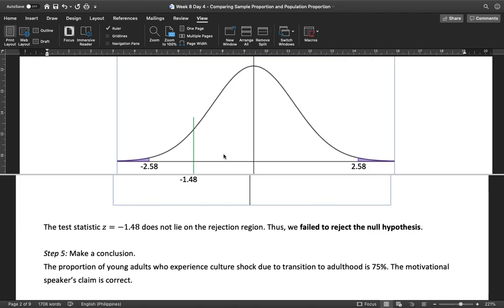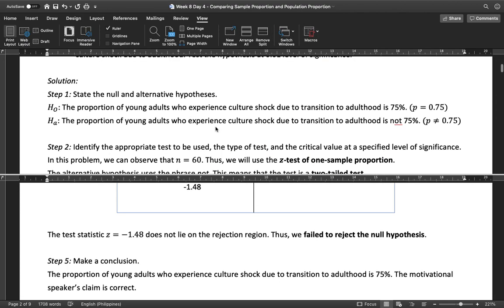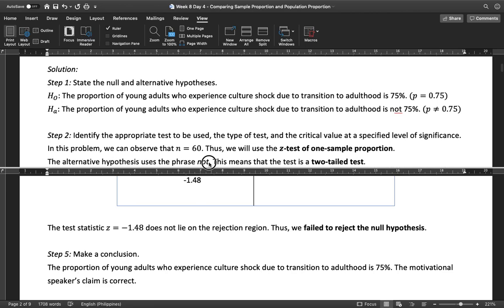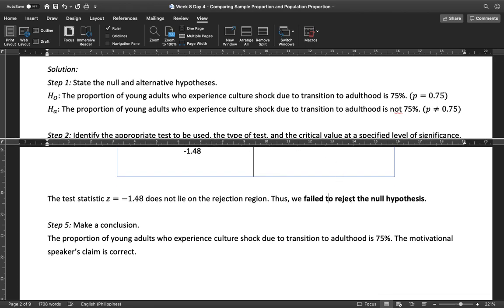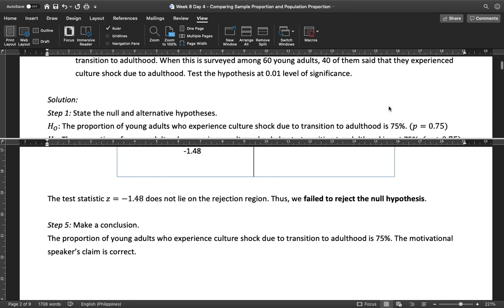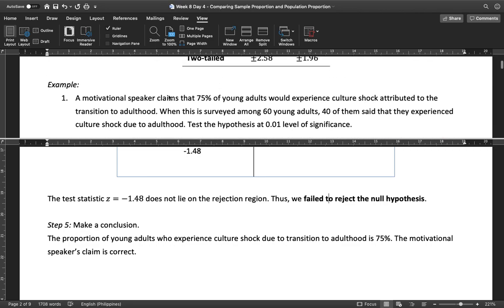So, anong conclusion natin? So, balik tayo kay step 1. Since we failed to reject the null hypothesis, babalik tayo sa statement na to. The proportion of young adults who experience culture shock due to transition of adulthood is 75%. We failed to reject this. And ano nga yung claim ng motivational speaker? Ito mismo. Saktong 75% na ng young adults yung nako-culture shock. So the speaker's claim is correct kasi we failed to reject it.